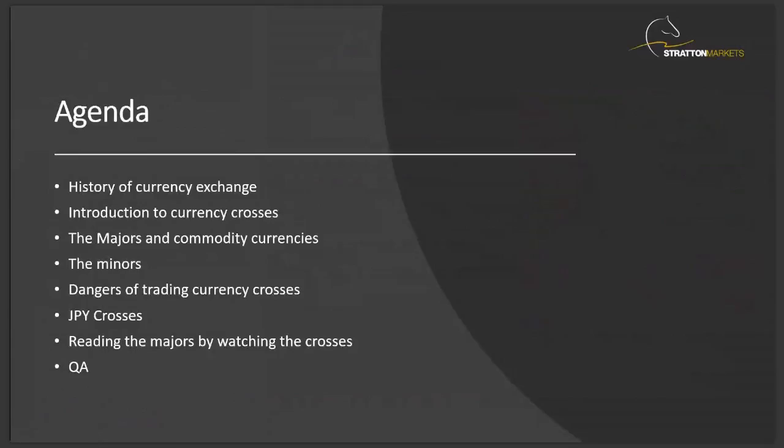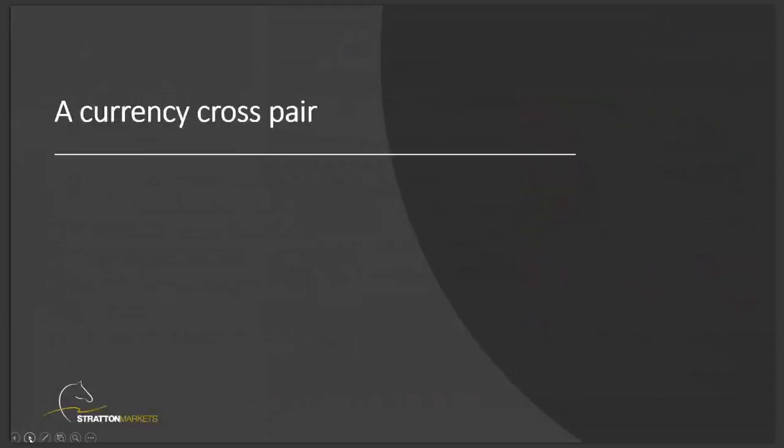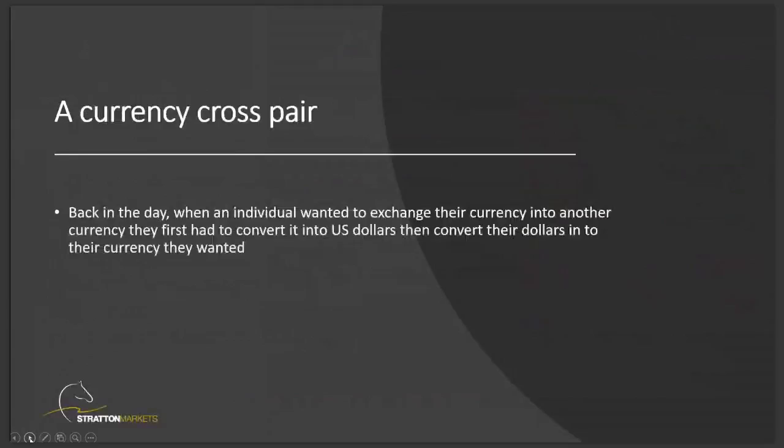So, what's this all about then? Well, back in the day, when an individual wanted to exchange their currency into another currency, what they first had to do is convert it into US dollars, because the US dollar is the world's base currency, and then convert those dollars into the currency they wanted. So say, for example, I wanted to go to South America or Mexico, I want to get pesos, and if I was in the UK, I would have to take my sterling, convert it into dollars and dollars into pesos, you see. That would obviously be quite expensive.